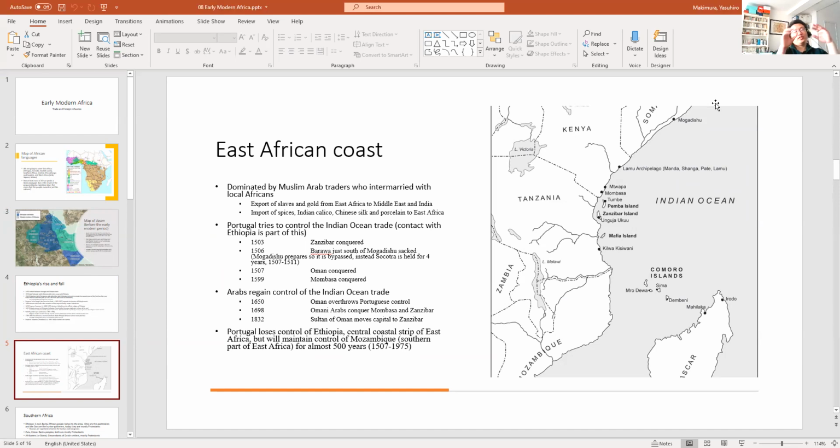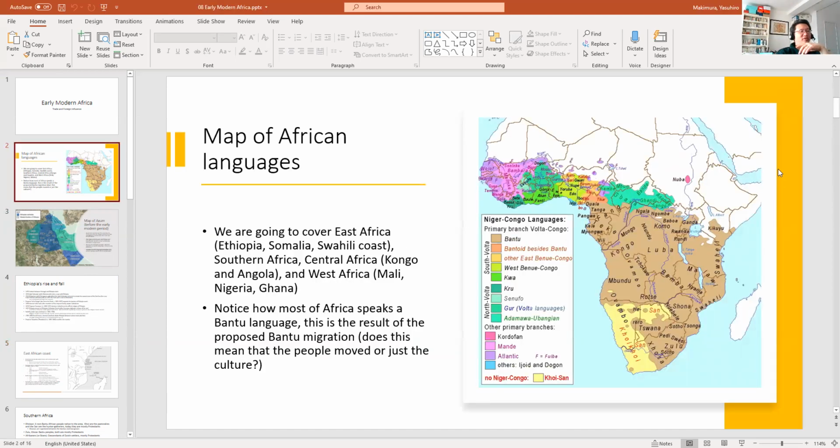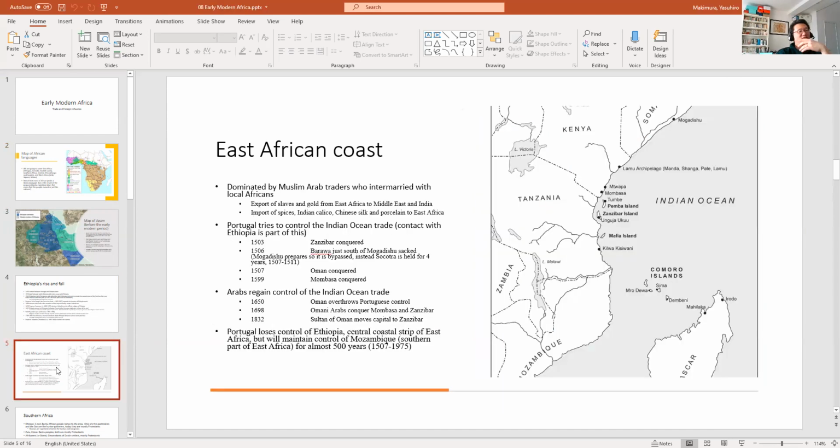So Socotra is this island off the coast of the Arabian Peninsula, near the mouth between the Arabian Peninsula and the Horn of Africa. And it was part of the whole plan to create a choke point. But the problem with Socotra was that it was just not a habitable place. It was just not a good place to live long term. So after 4 years, the Portuguese abandoned the place. And instead, the Portuguese used Oman as their base, which they had conquered earlier in 1507.